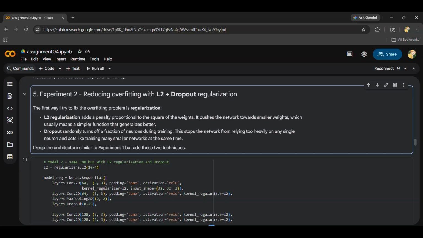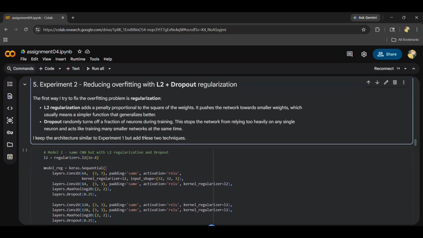Dropout randomly turns off a percentage of neurons during training, 25% after the conv blocks and 50% before the final layer, so the network can't depend on any single neuron and basically has to learn more robust features.